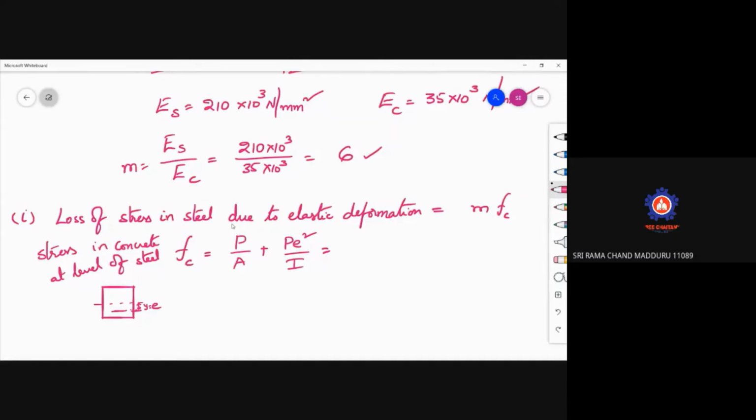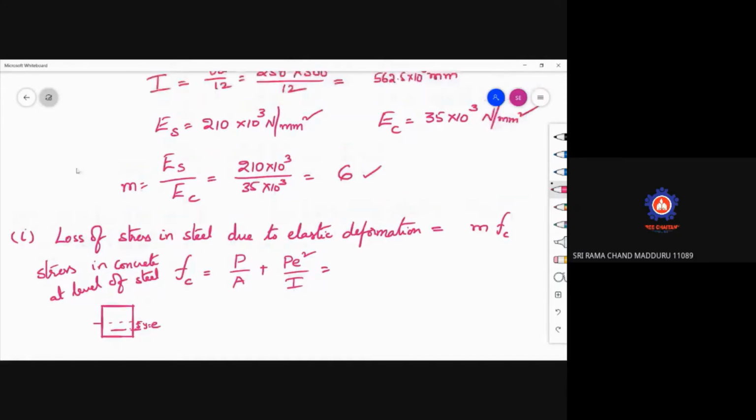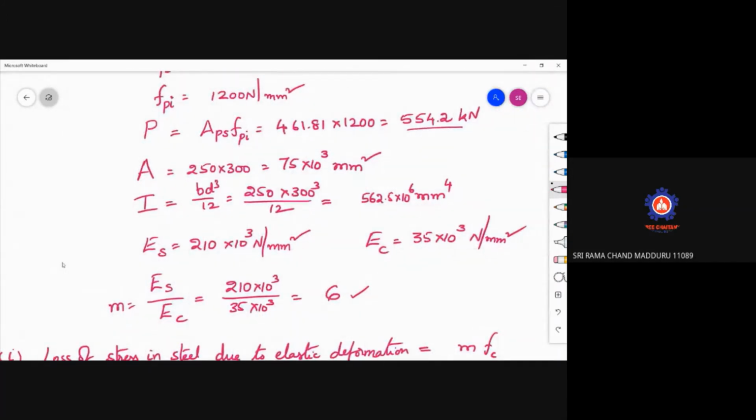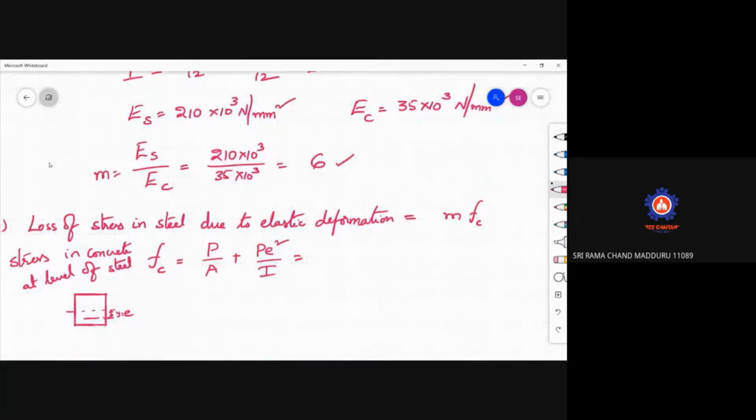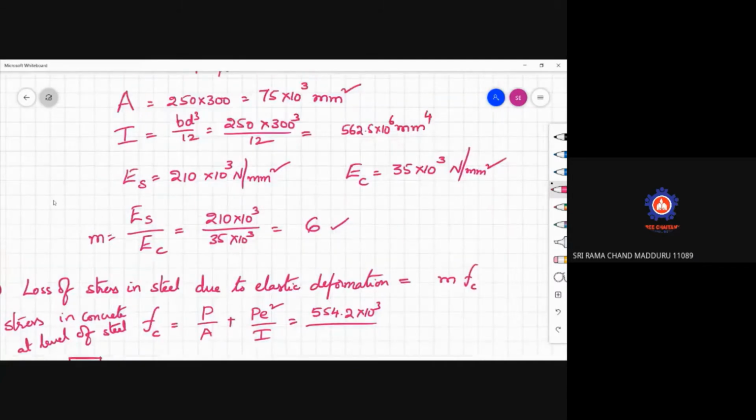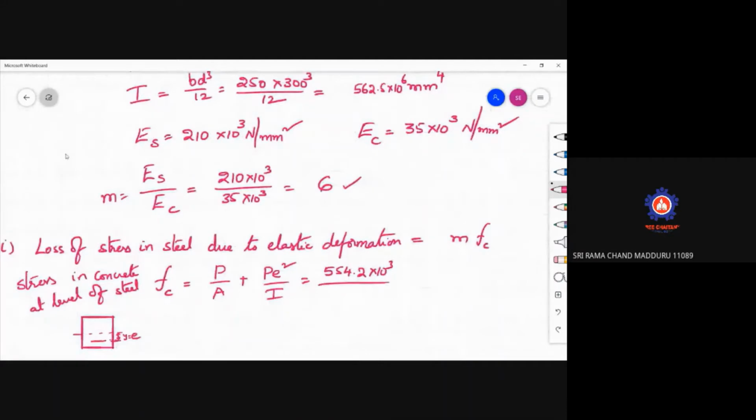Now P is already known, which is obtained in the above one, 554.2 into 10 cube, by area of the cross section. The area of the cross section is calculated as 75 into 10 cube, plus 554.2 into 10 cube into eccentricity, which is 50 mm, by moment of inertia, which is 562.5 into 10 power 6. The value is plus 9.85 Newton per mm square.